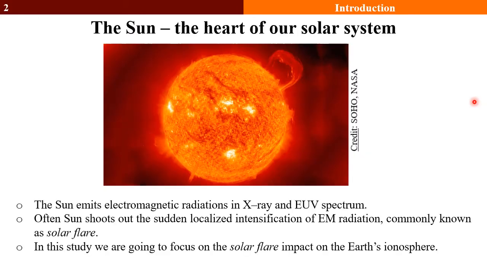So it all starts from the sun, which is the heart of our solar system, and it emits electromagnetic radiation in all spectrums, specifically in X-ray and EUV spectrum. It shoots out the sudden localized intensification of EM radiation, also commonly known as solar flares. And in this particular study, we are going to focus on solar flare impact on the ionosphere.